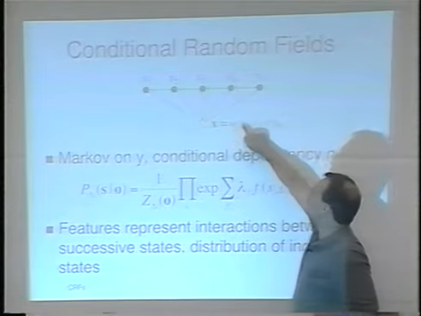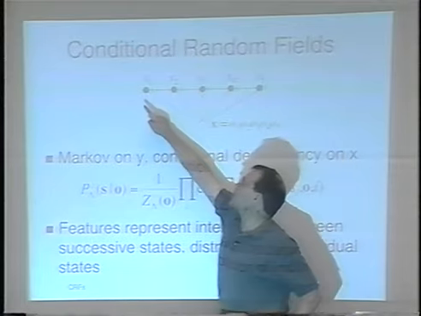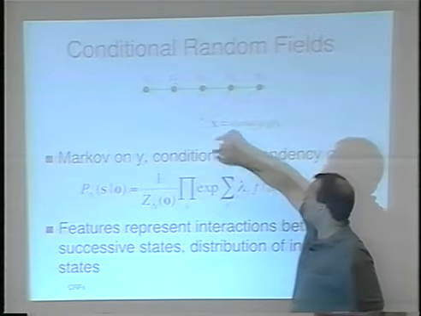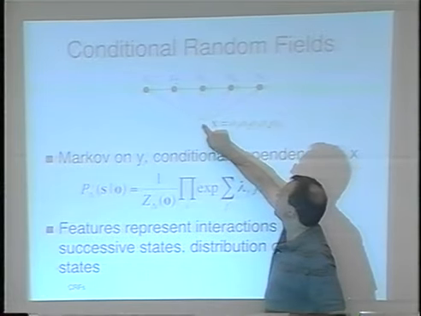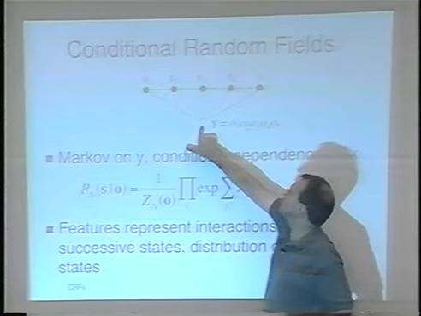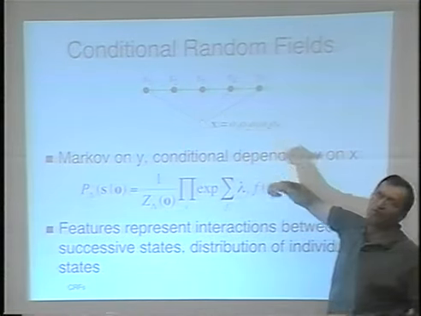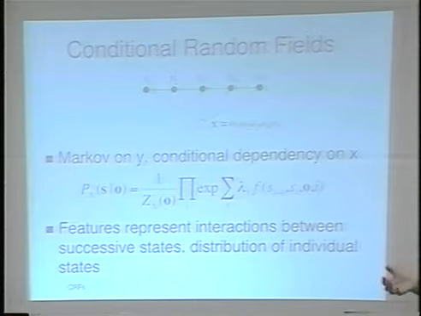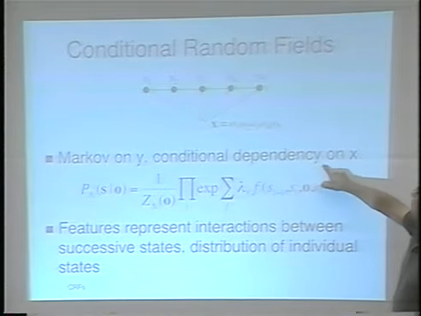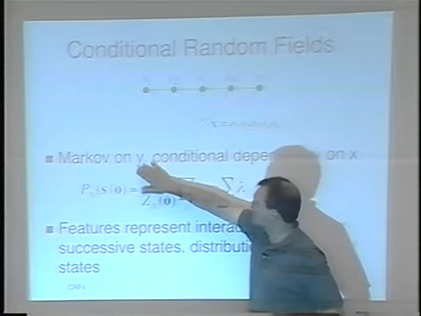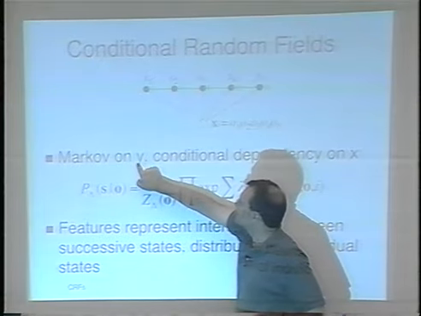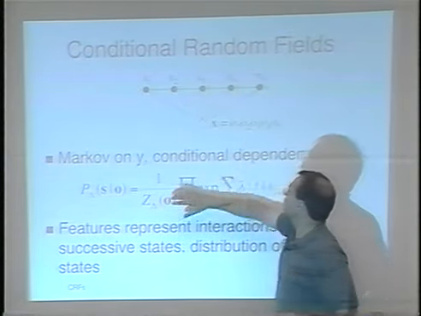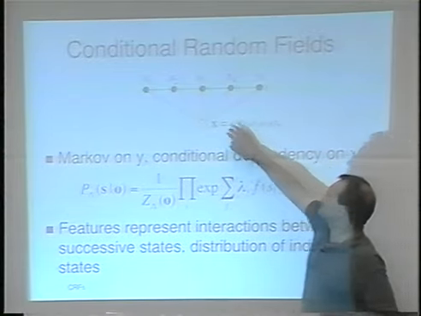And so in the most general picture, I'm thinking of a chain of states or labels with dependencies between successive ones. And these dependencies are conditioned on the whole sequence. Now, in practice, you don't really condition on the whole sequence. You condition on some features of the sequence. So this is going to be Markov on the state sequence, with conditional dependencies on the input.